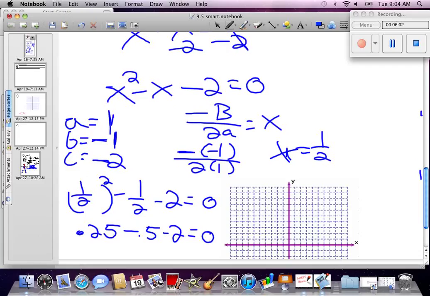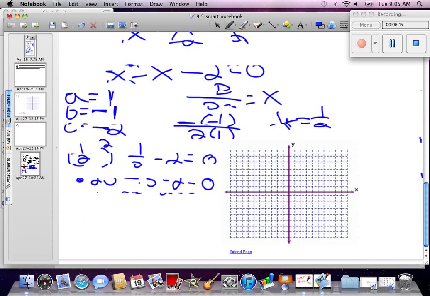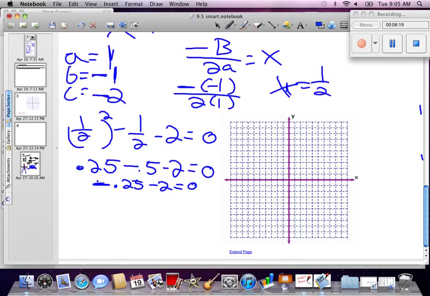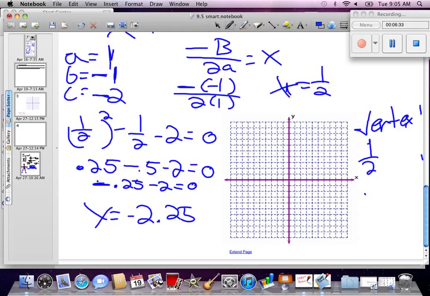Okay? If I've got negative 50 cents, but I give you a quarter, you now have negative 0.25 minus 2 equals 0. So you owe me $2 and you owe me a quarter, so you owe me $2.25. So our y value equals negative 2.25. So my vertex is 1/2 or 0.5, comma, negative 2.25.